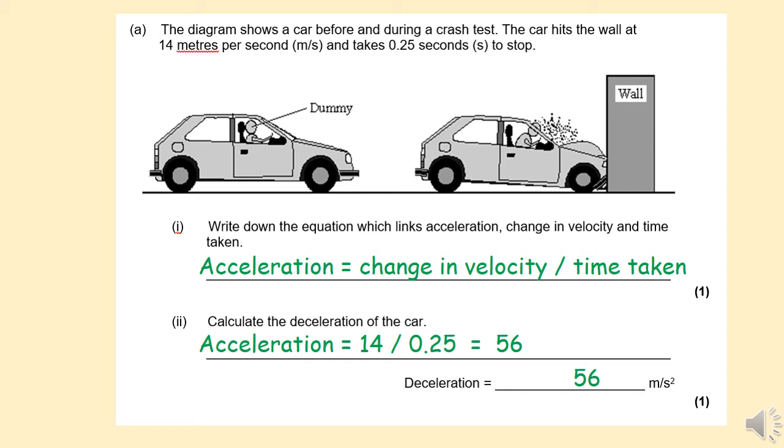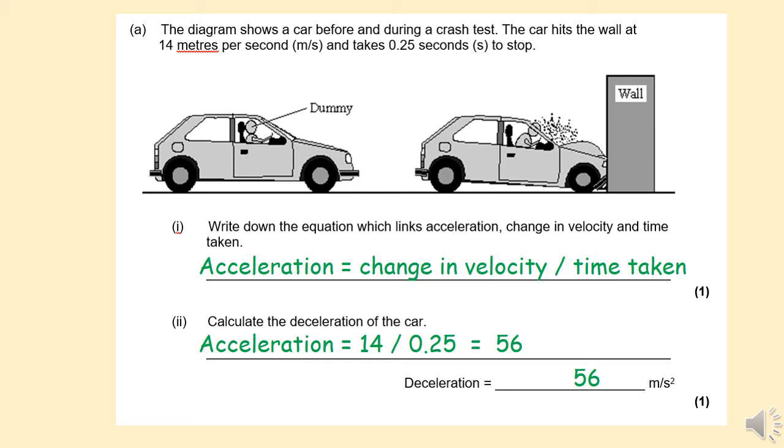Now I would stress in this first question that you actually use the words they've used in the question. So the question talks about acceleration, change in velocity, time taken, and so those are precisely the words you need to use in your answer. So it's acceleration equals change in velocity divided by time taken. Now lots of people will try and shorten that to acceleration is velocity divided by time or something like that. Not best practice. Use the terms that are used in the question.